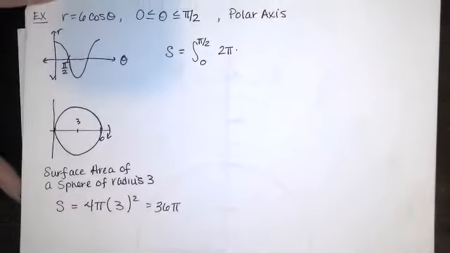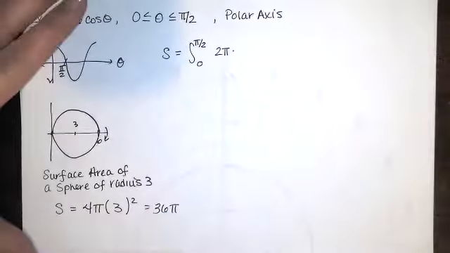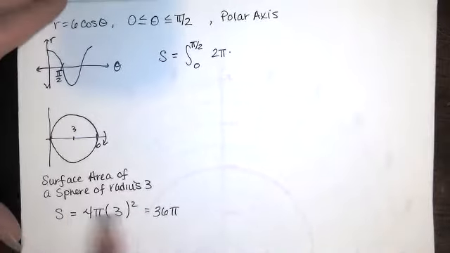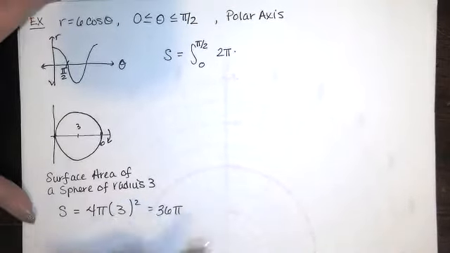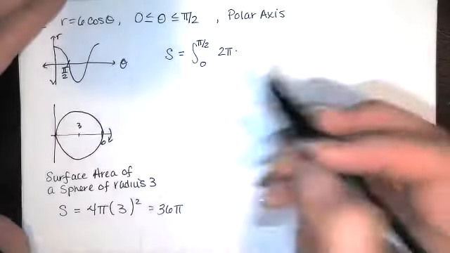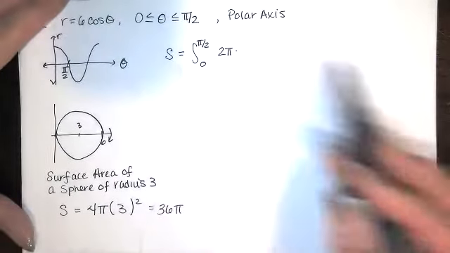Now, you might be tempted to not do this way if you already know the answer is 36 pi. It doesn't always end up being a sphere where we have a known formula for surface area. So let's try it and make sure we understand how to use the formula.